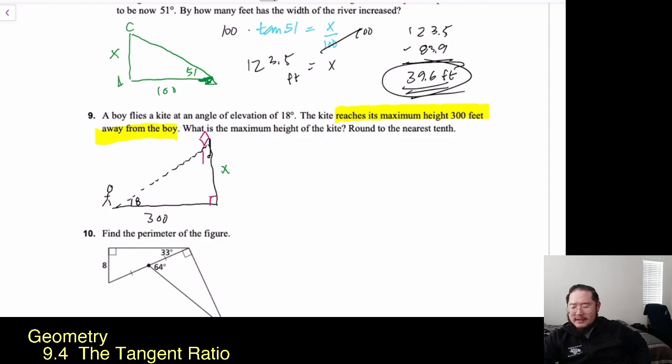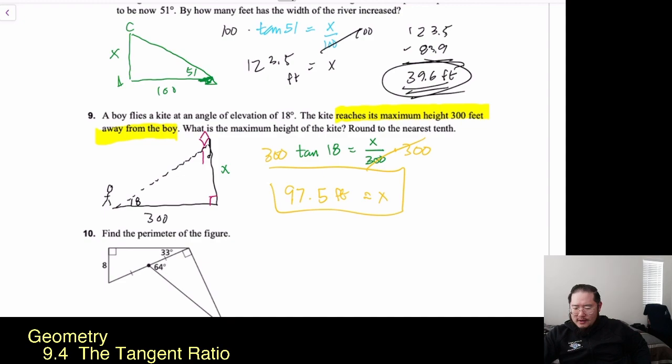But tangent of 18 is equal to opposite, which is x, over adjacent, which is 300. All right, once again, multiply both sides by 300 right here so you can get rid of that denominator, and then plug things into your calculator. And so once again, more practice, we get 97.5 feet. And it's not too bad. All right.